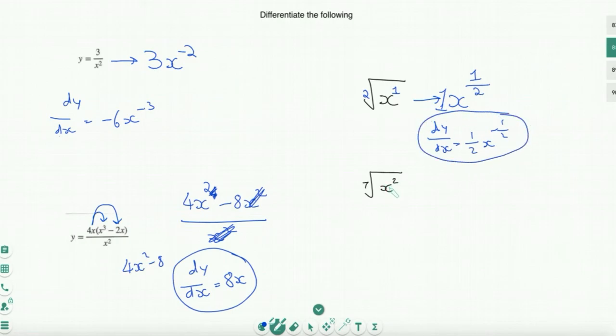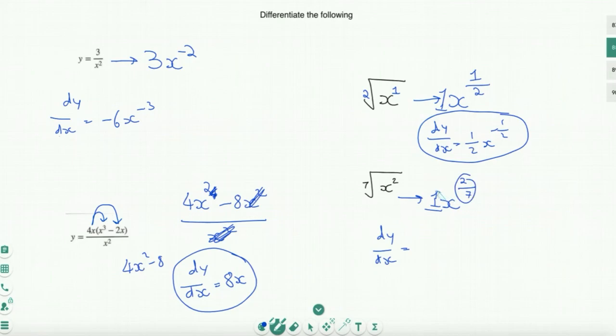Last one. Here I see a root. So let's get rid of it. So we can write this as x. Well, it's being rooted by 7. So that's going to be our denominator. And it's being powered by 2. So it's our numerator. And now we can dy over dx it. X is just 1x.